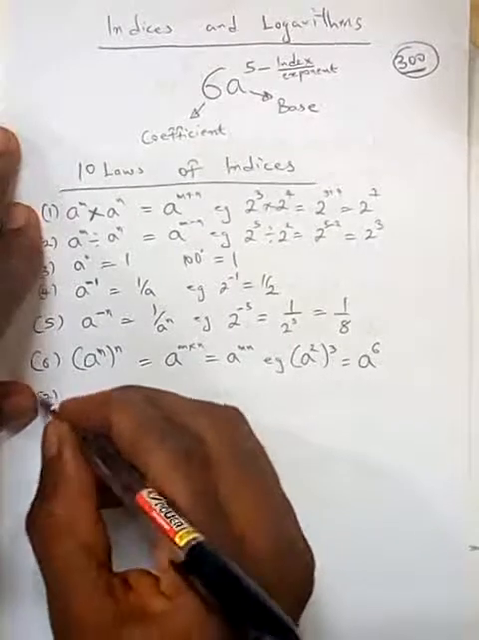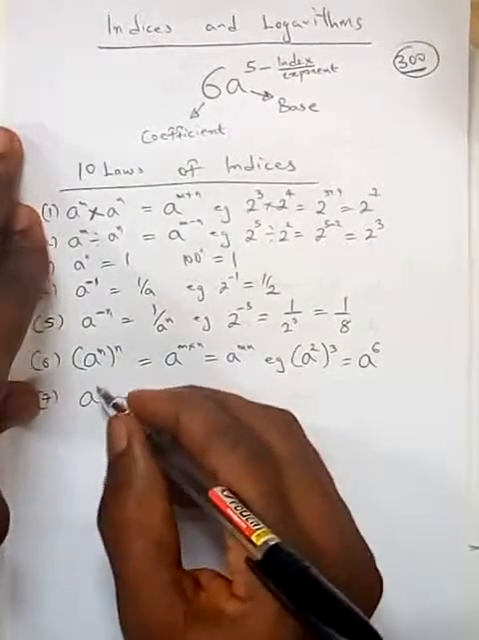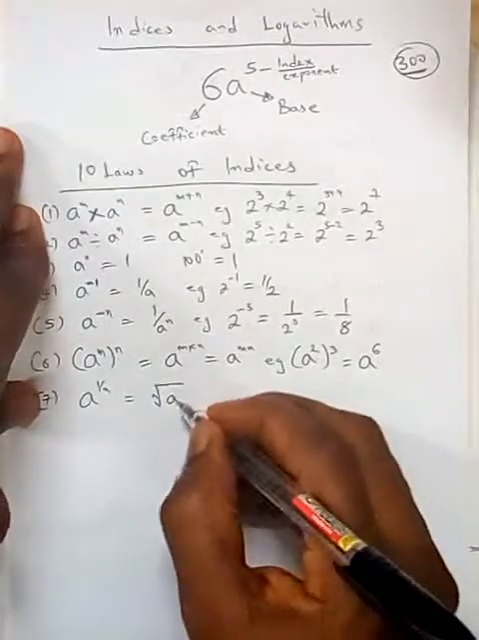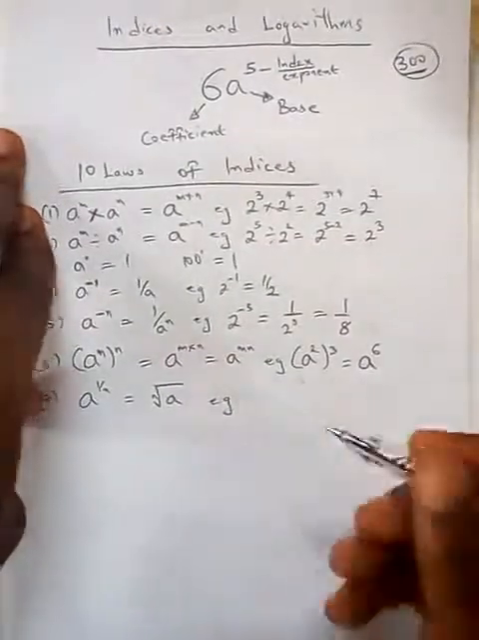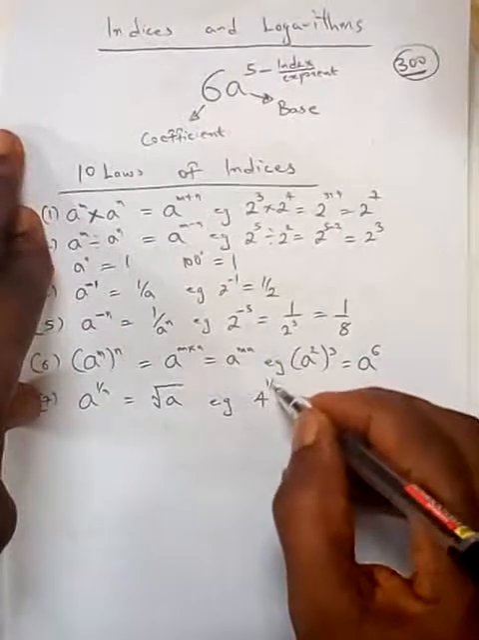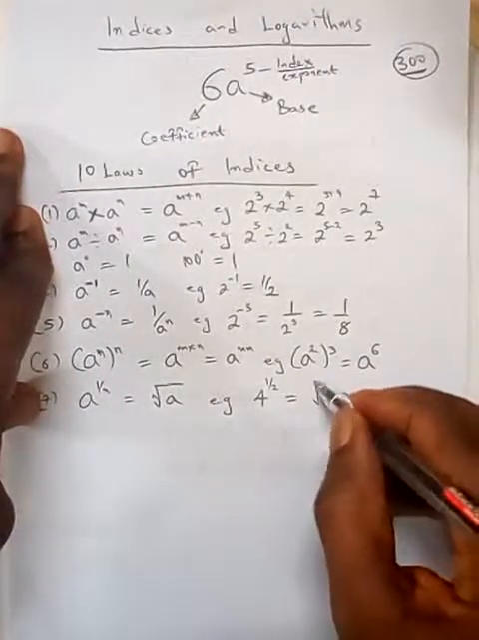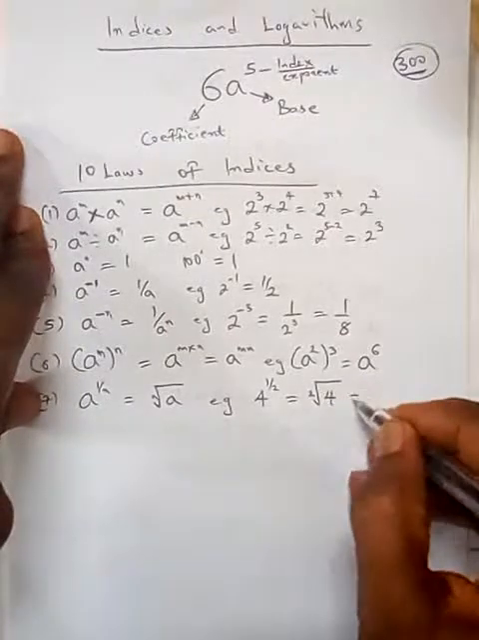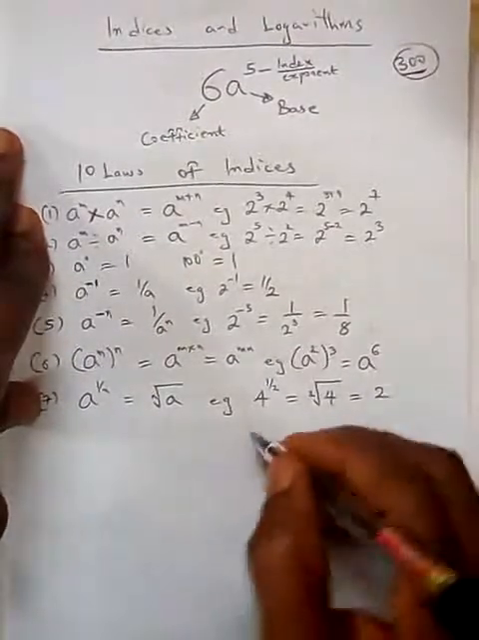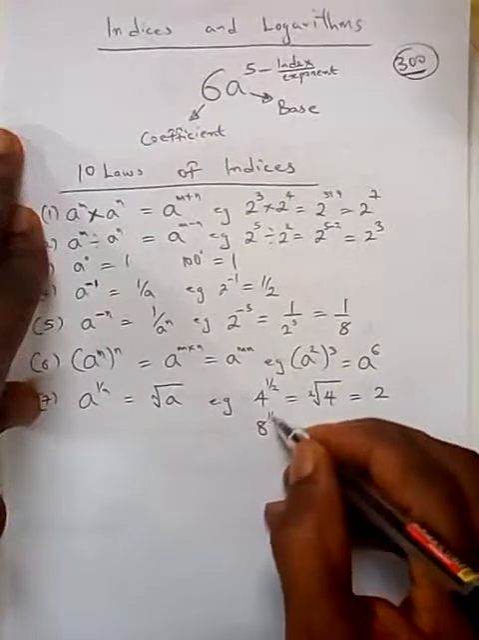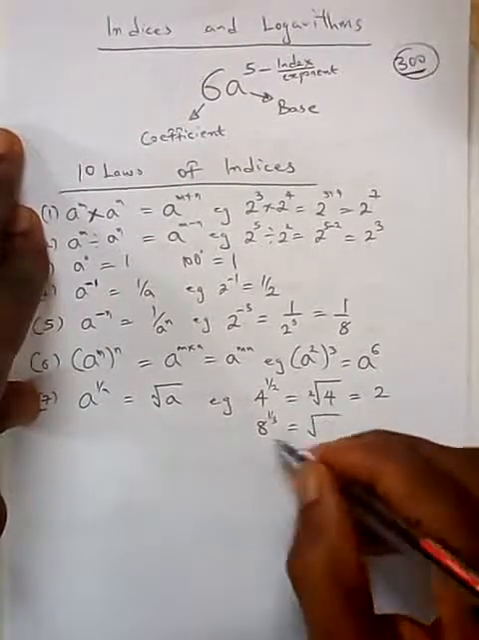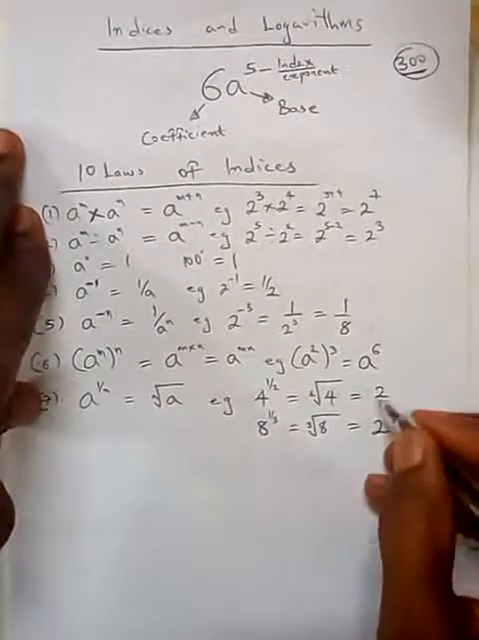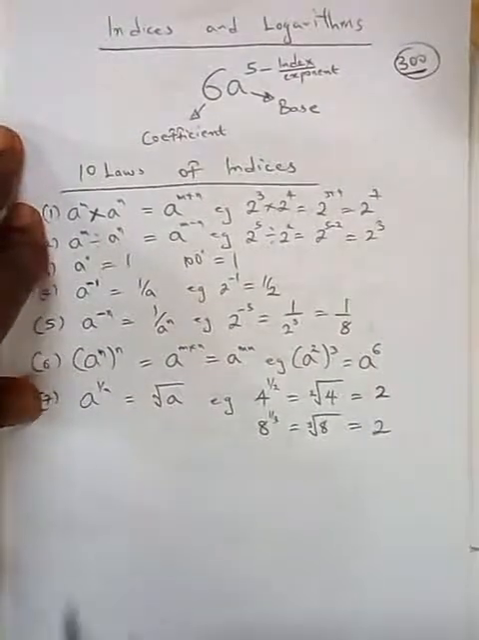Number 7, a raised to power 1 over n is the nth root of a. E.g., 4 raised to power 1 over 2 is the nth root. Here n is 2, so the square root of 4, and that is 2. Or 8 raised to power 1 over 3 is the cube root of 8, and that is also 2.